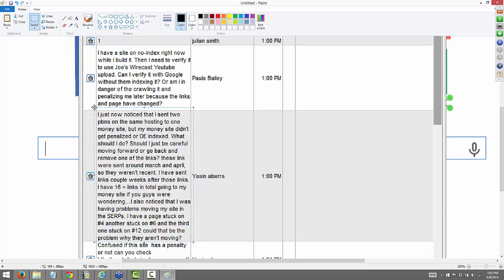I also noticed that I was having problems moving my site in the SERPs. I have a page stuck on number 4, another stuck on number 6, and a third one stuck on number 12. Could that be the problem why they aren't moving?